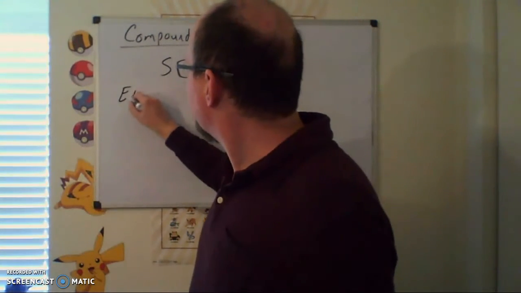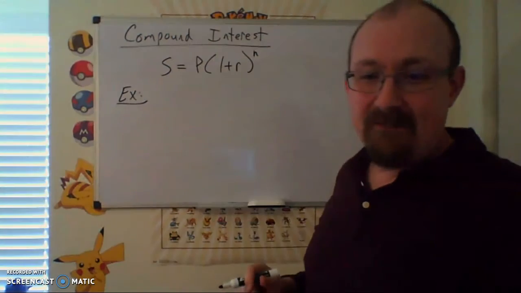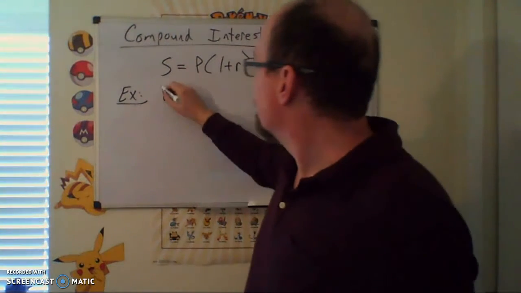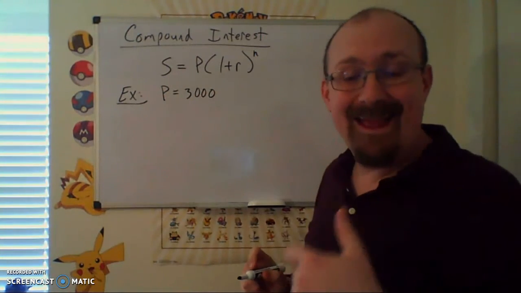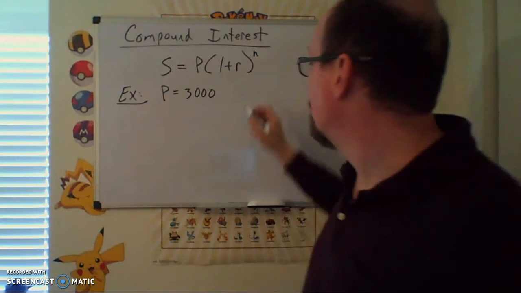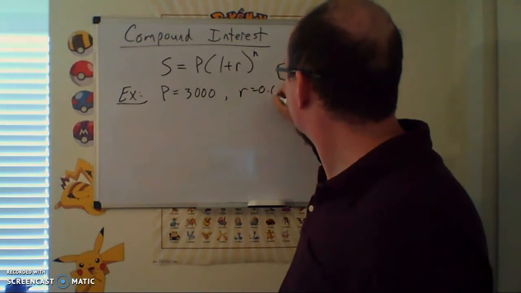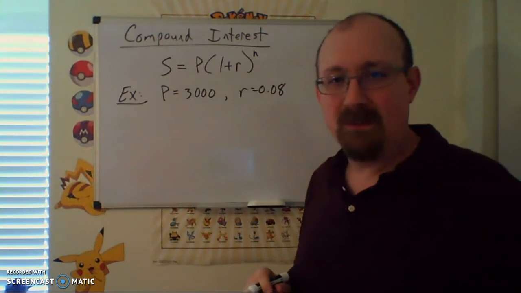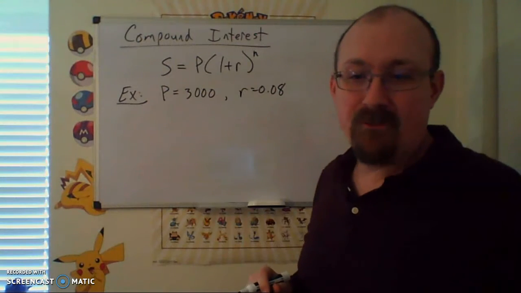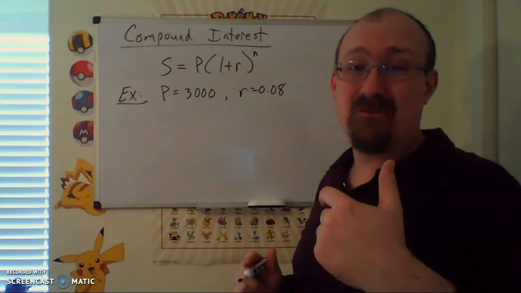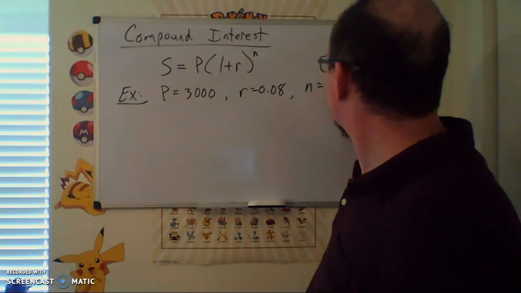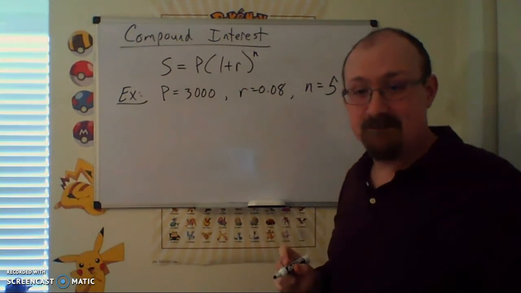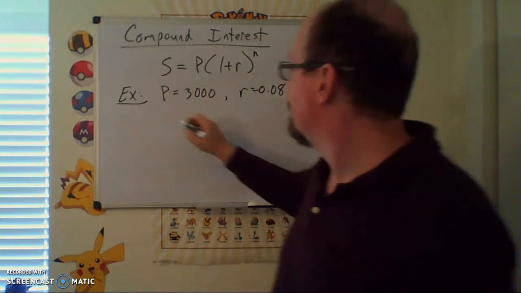So we have an example where we put away $3,000. So we have a P of 3,000. We're getting an 8% annual interest rate. So R is 0.08. And then we want to know what the future value is 5 years after we make the investment. So N is going to be 5 in that instance. So we fill in the blanks.